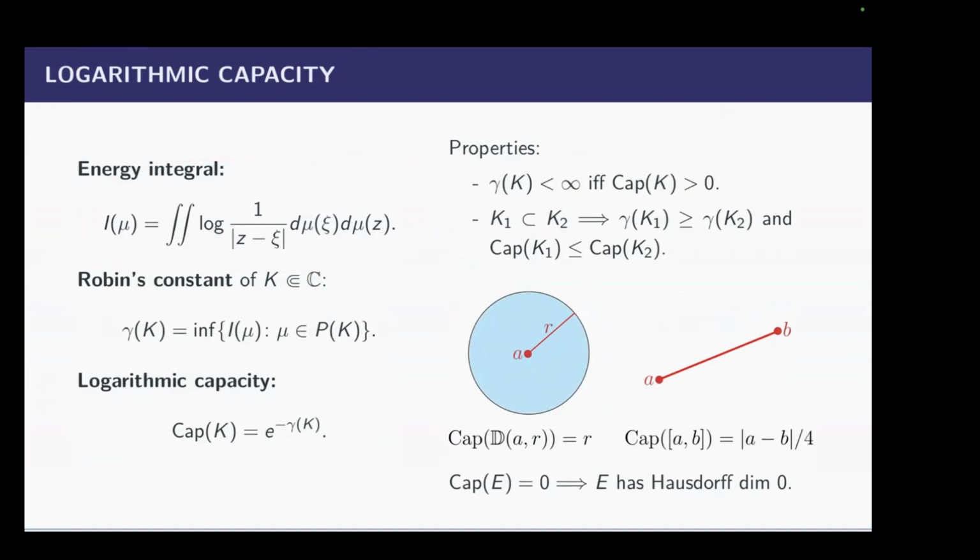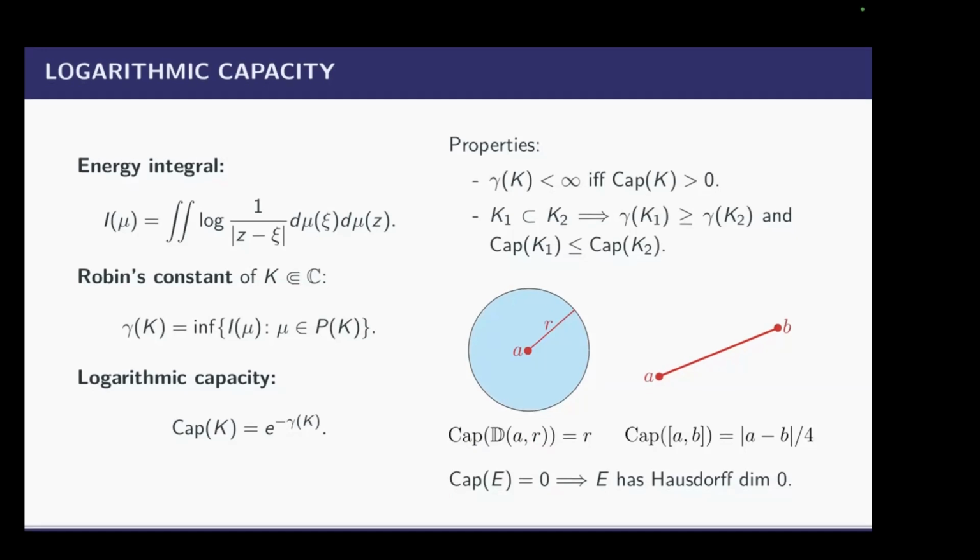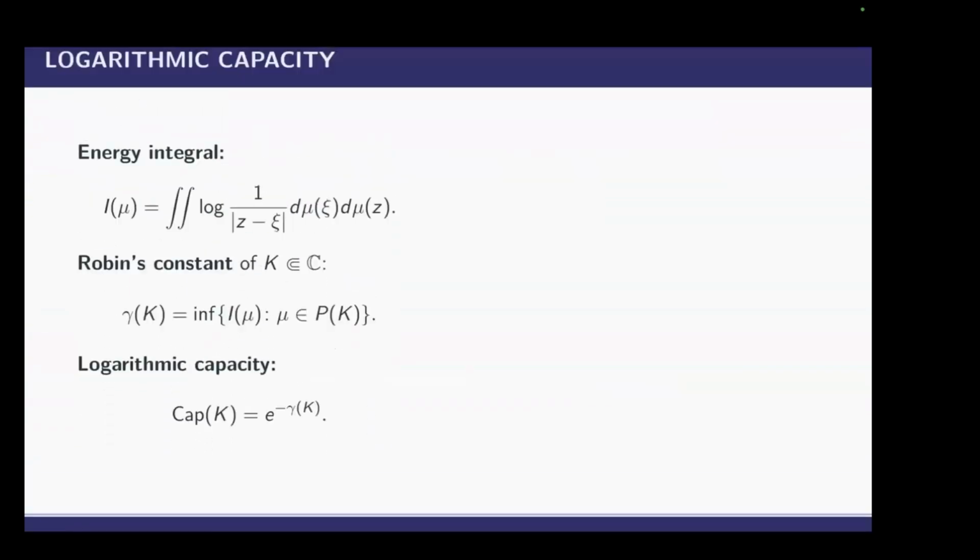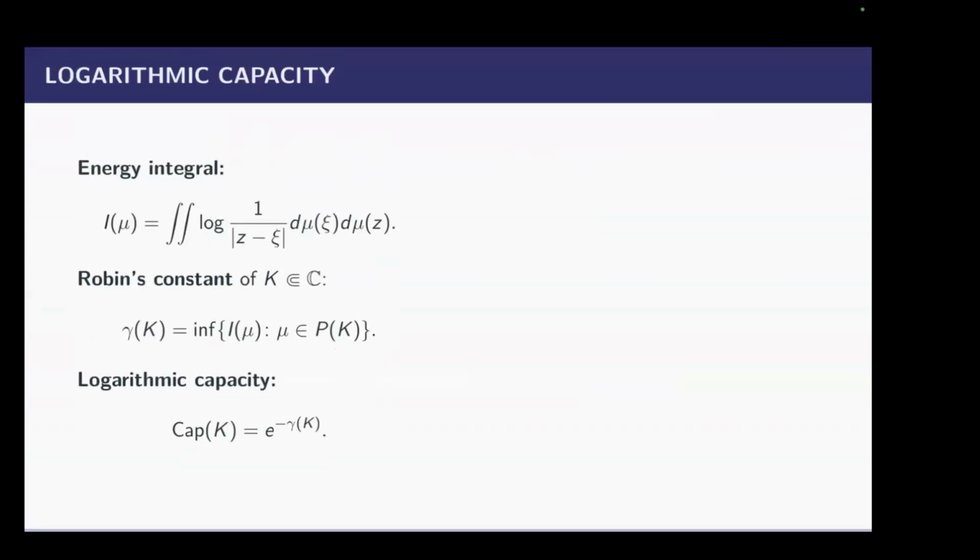So what I'm trying to say by this is that capacity 0 sets are really very small sets, they're tiny sets. As I said, points have capacity 0, and you can see that capacity, once you restrict it properly, is subadditive. So, for instance, countable sets also have capacity 0. Okay, so this is just what I wrote before in case someone didn't remember the definition of logarithmic capacity.